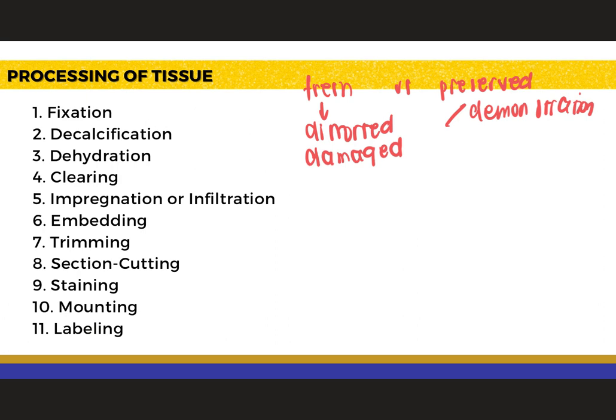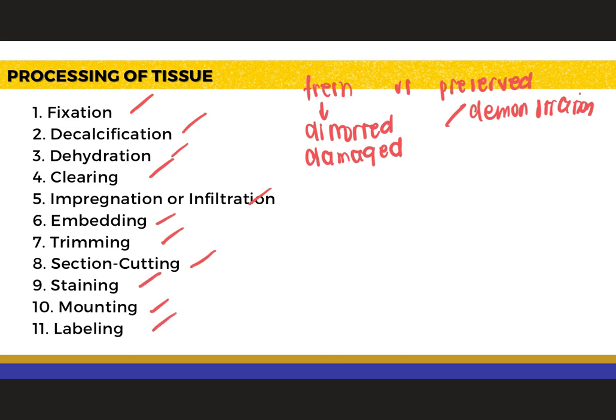So, this is the process of your tissue processing. So, first, we do fixation, followed by decalcification, next is dehydration, clearing, impregnation or infiltration, followed by embedding, trimming, section cutting, staining, mounting, and lastly, labeling.